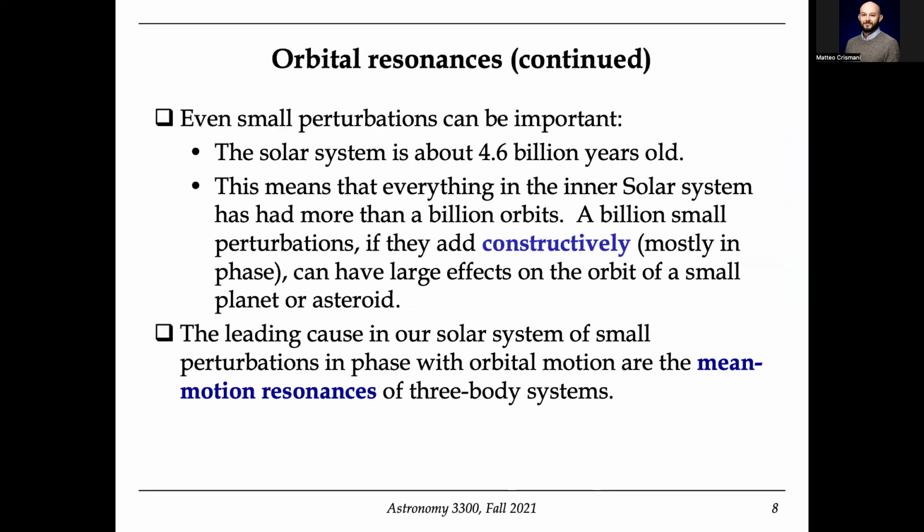Think about what this means for the Earth. If the solar system is 4.6 billion years old, how many times has the Earth gone around the sun? 4.6 billion times, right? That's a lot. What about Venus? That's the right answer for a planetary scientist. More. Good. What about Mars?